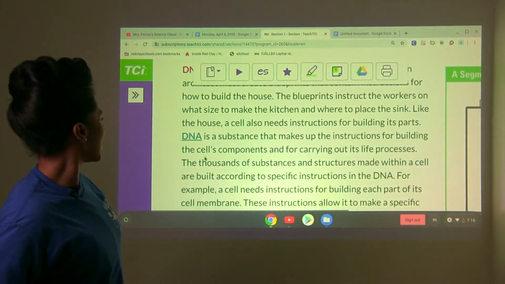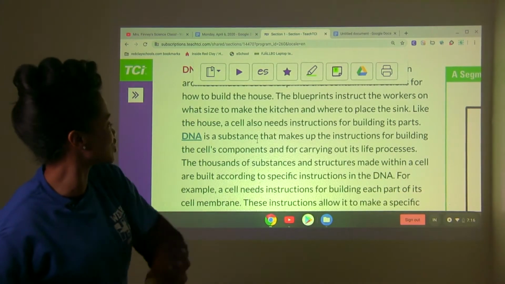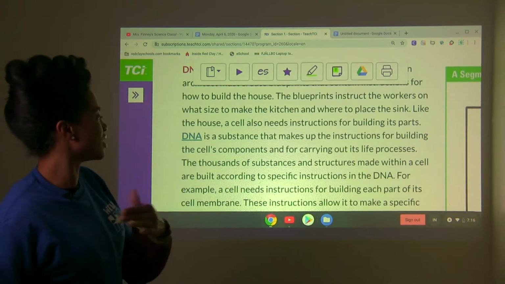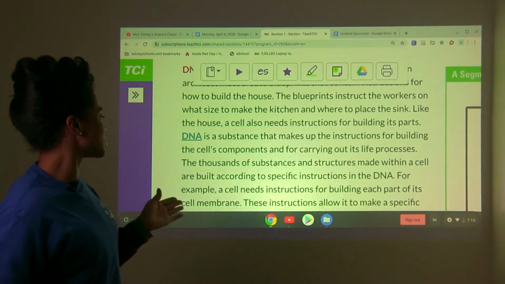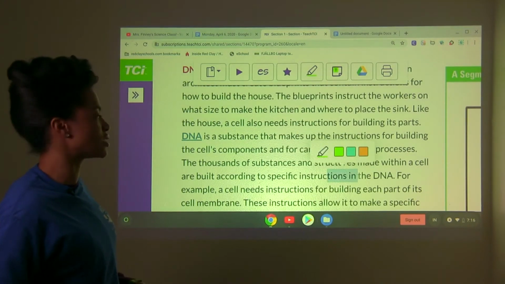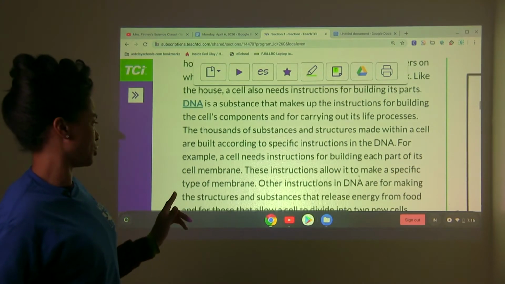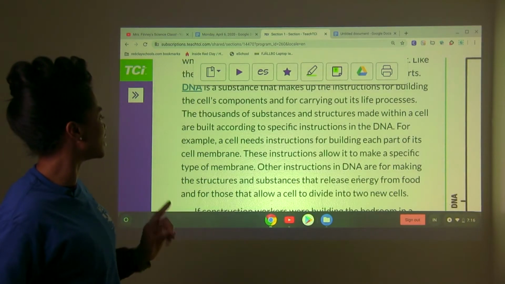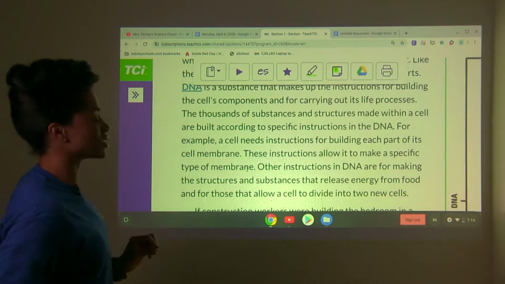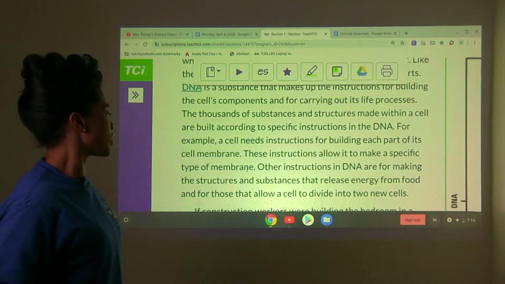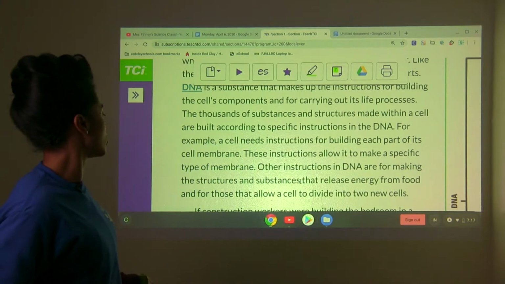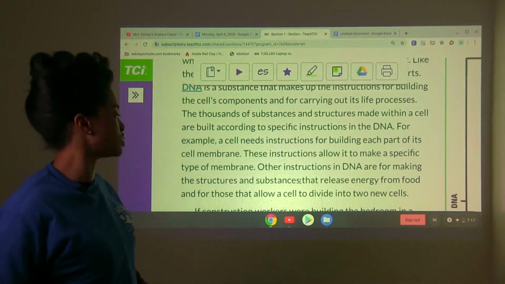DNA, like we said, is a substance that makes up the instructions for building the cell's components and for carrying out its life processes. The thousands of substances and structures made within a cell are built according to specific instructions in the DNA. For example, a cell needs instructions for building each part of its cell membrane. These instructions allow it to make a specific type of membrane. Other instructions in DNA are for making the structures and substances that release energy from food and for those that allow a cell to divide into two new cells.